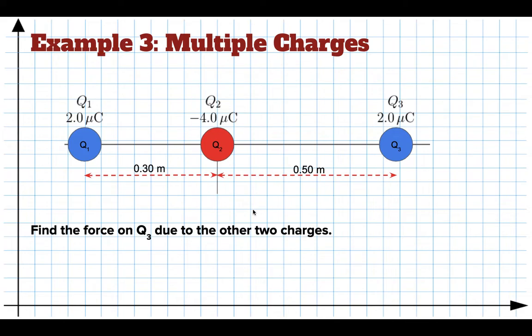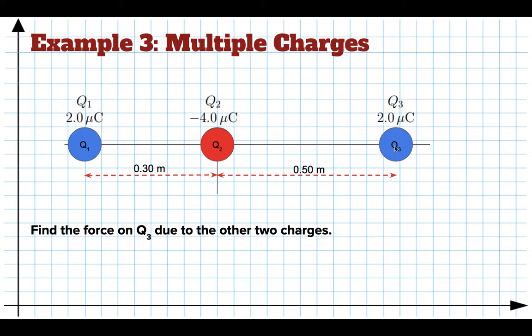Okay, so now we want to solve a little more complicated problem. Here we have three charges, and we have Q1, which is a positive charge. We have Q2, which is a negative charge, and those are 0.3 meters apart. And then we have Q3 over here, which is also a positive charge, and it's 0.5 meters from Q2, which makes it 0.8 meters from Q3 all the way over to Q1. And we want to find the net force on Q3 due to the other two charges.